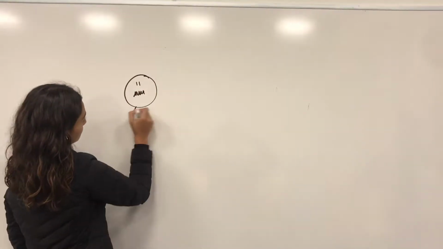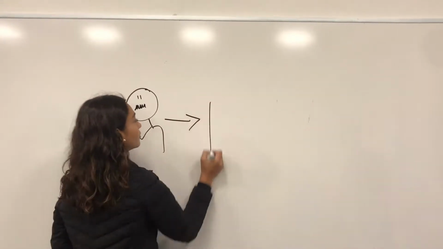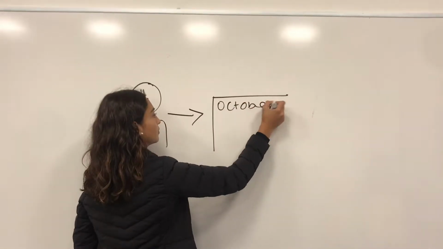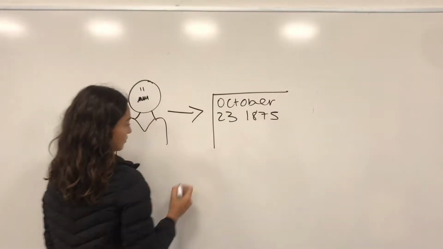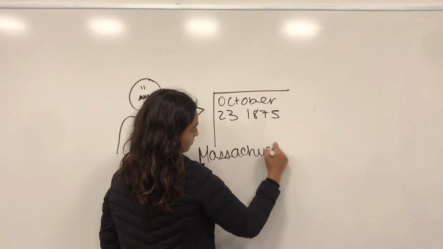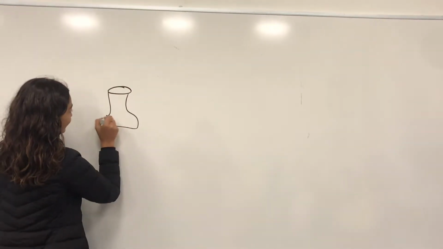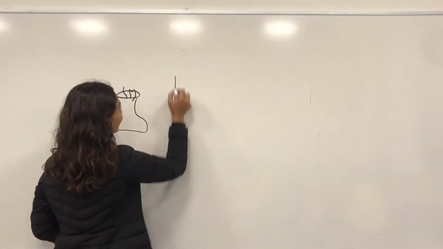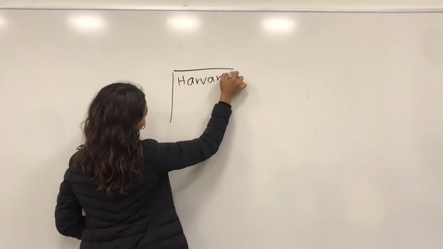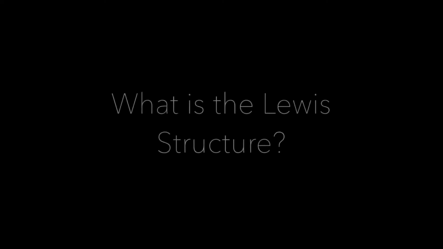Gilbert N. Lewis was born on the 23rd of October, 1875, in Weymouth, Massachusetts. He was a physical chemist who got a PhD at Harvard. He was best known for his discovery of the covalent bond and his concept of electron pairs.